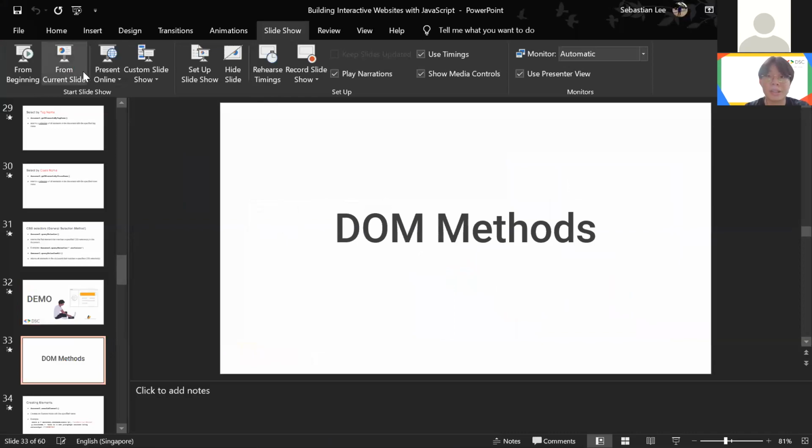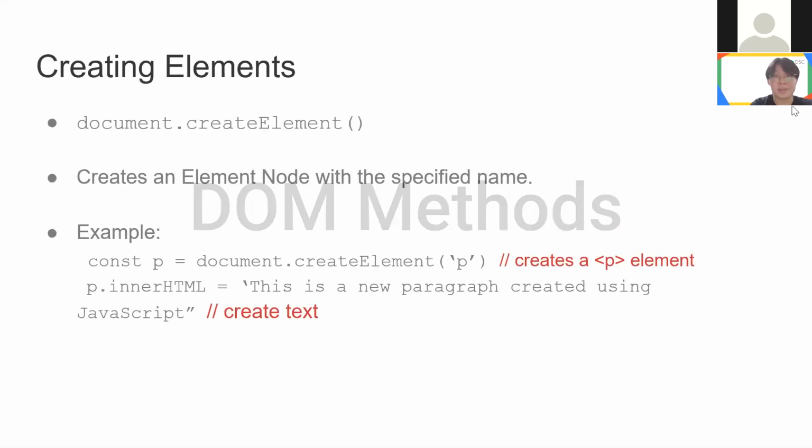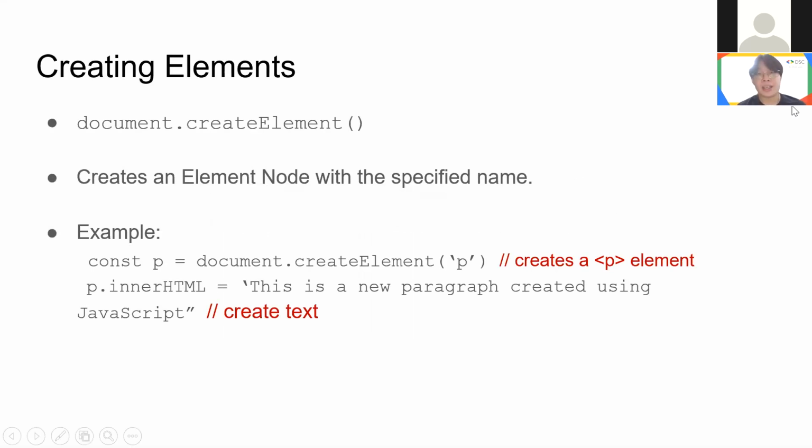In this, I will continue to introduce more DOM methods so that we can know what to do with the elements that we selected earlier. Other than creating elements in the HTML itself, you also can do so using JavaScript, using this method called document.createElement, which creates an element node with a specified name. For example, I can use document.createElement('p') to create a p tag element, and then I can populate the content using innerHTML. This will create a complete p tag.